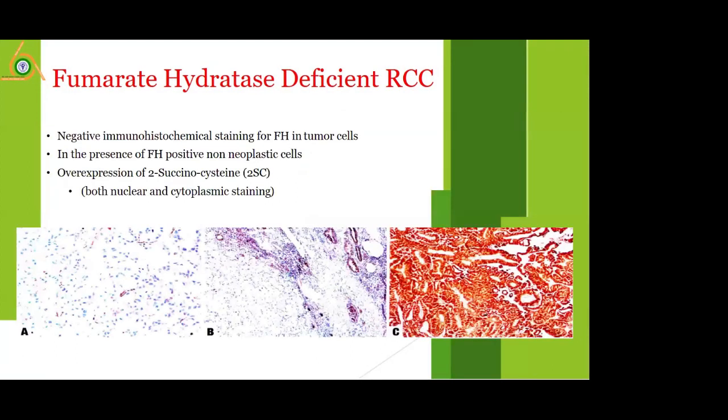Next slide. Yeah, how do we pick it up? The easiest is FH and 2SC IHC. So FH deficiency with positive internal control in endothelial cells, that is, loss of FH in the presence of FH positivity in internal control, and overexpression of 2-succinylcysteine, 2SC, both nuclear and cytoplasmic, is actually kind of diagnostic. If you have this IHC, or you have a referral lab where it is available, and you think this could be a differential, it is worth giving a try, considering the aggressive nature of this RCC and the syndromic associations it has with germline mutations. Okay, next slide, please.